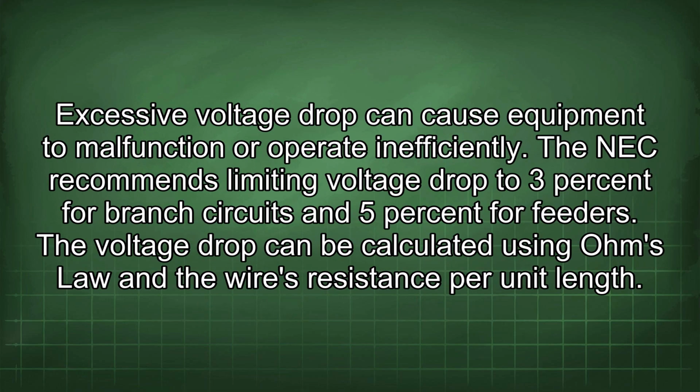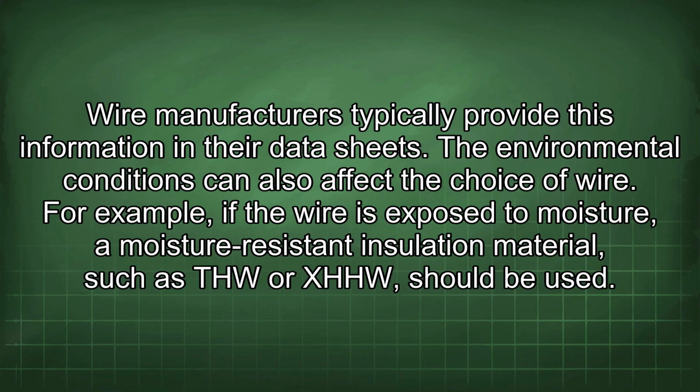Excessive voltage drop can cause equipment to malfunction or operate inefficiently. The NEC recommends limiting voltage drop to 3% for branch circuits and 5% for feeders. The voltage drop can be calculated using Ohm's law and the wire's resistance per unit length. Wire manufacturers typically provide this information in their data sheets.